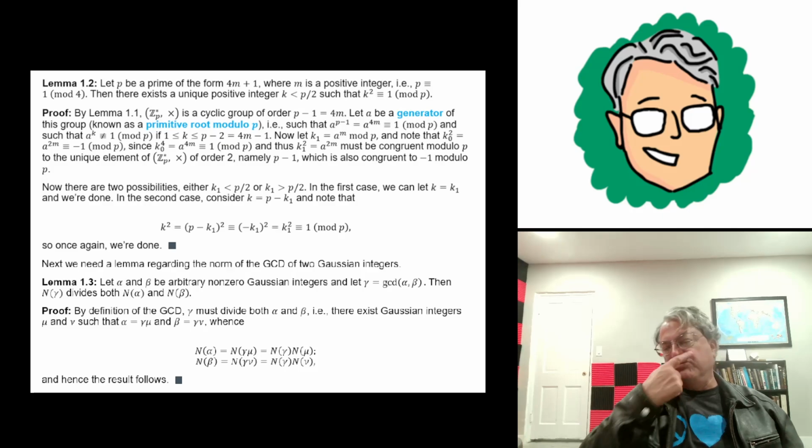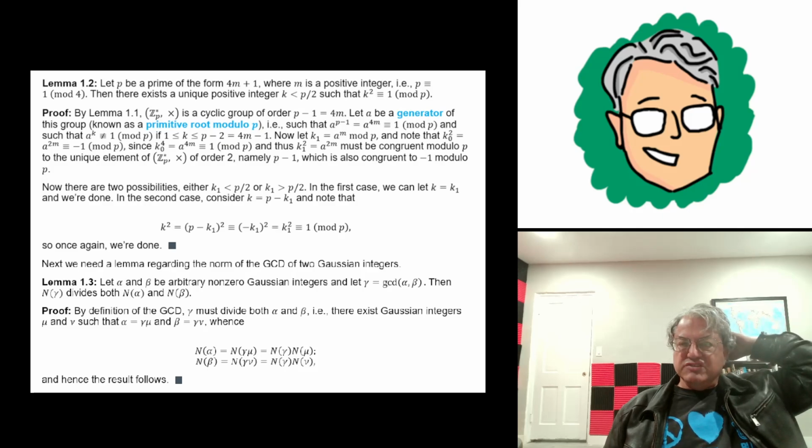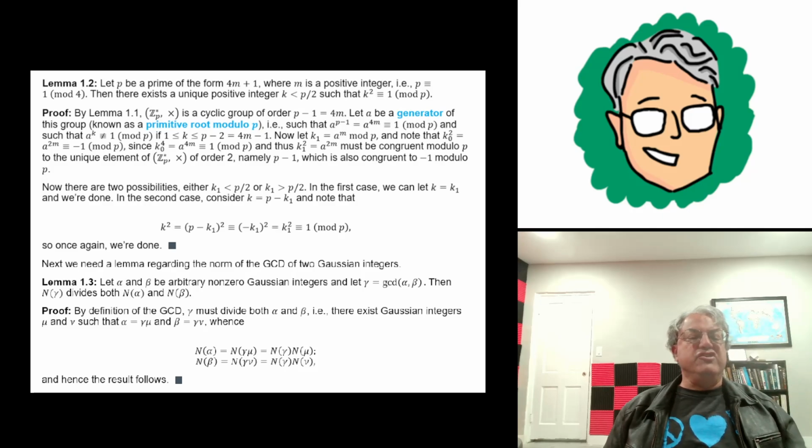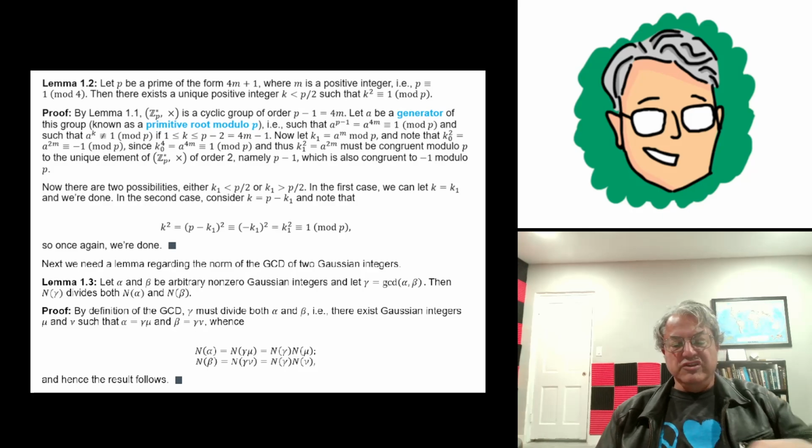And now we can compute the norm of alpha and beta. So the norm of alpha is just the norm of gamma times mu, and we know norm is multiplicative. I showed that yesterday too. That means that this is equal to the norm of gamma times the norm of mu. And similarly, the norm of beta, that's the norm of gamma times nu, is equal to the norm of gamma times the norm of nu. So you see that they're both divisible by the norm of gamma. So we're done. That was a pretty easy lemma to prove.